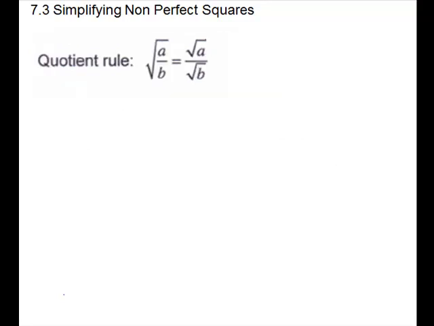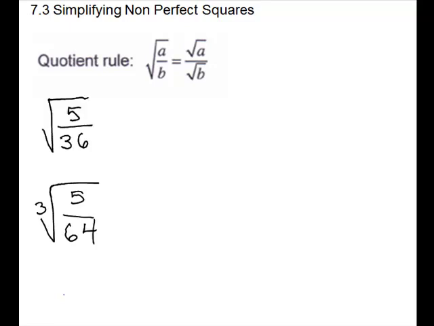Next we have the quotient rule, which says if you have a fraction under a radical, you can take that radical with the numerator and with the denominator. If we find later that we have common factors between the a and the b, we can also go backwards from this form to one radical to be able to simplify. So let's look at some problems.